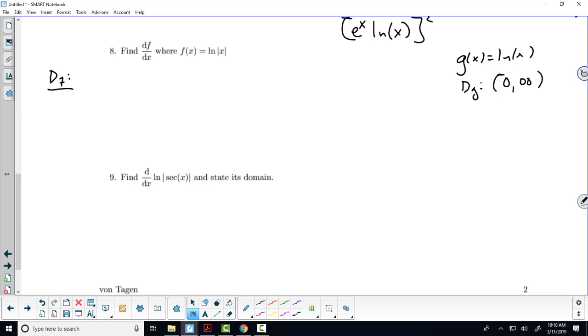Careful there, that's a soft bracket. Let me make sure that looks like a soft bracket. Okay?